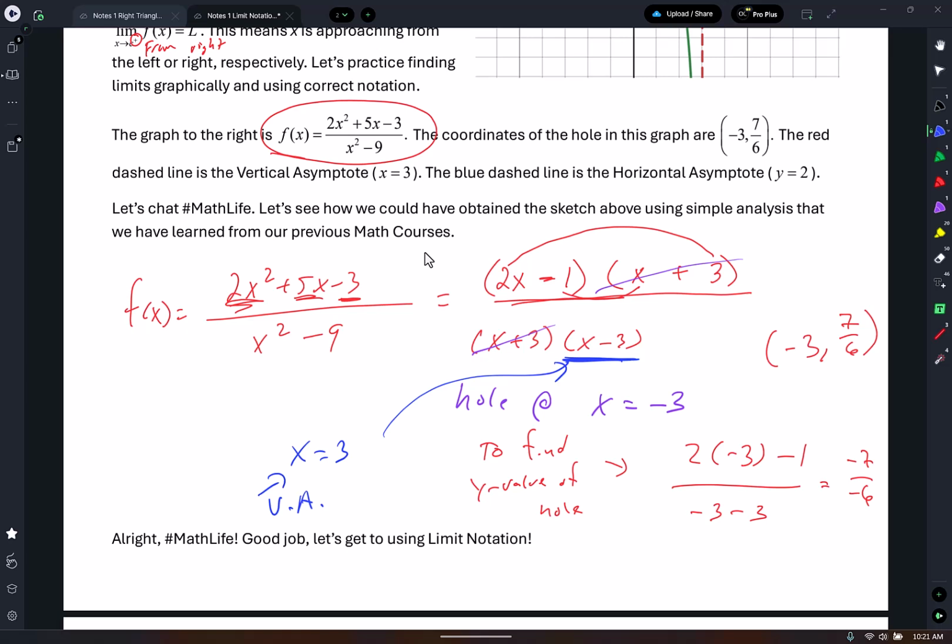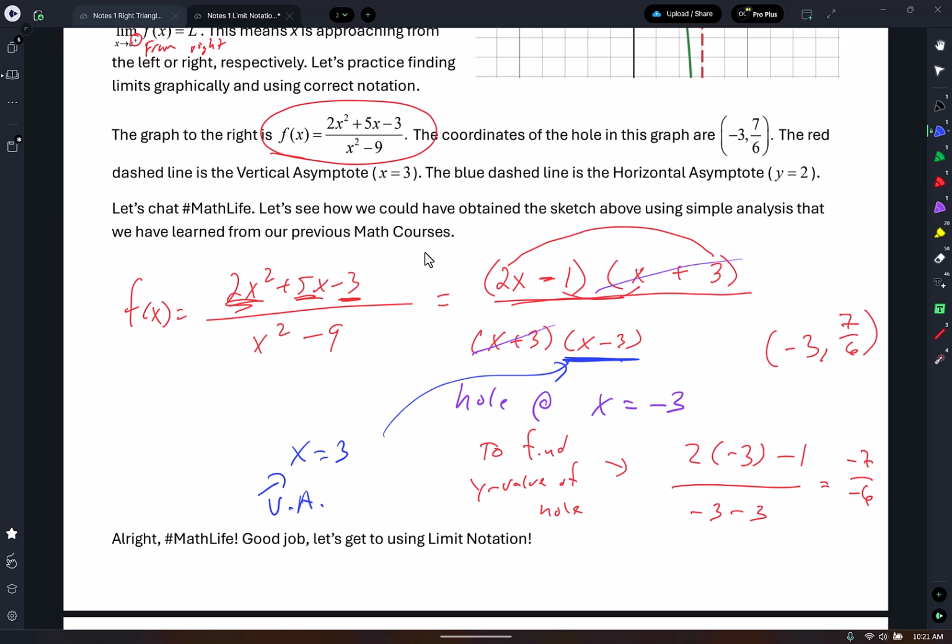If someone ever told you that you cannot cross horizontal asymptotes, that is a lie. You can, depending on the situation. There's something called steady state, and it doesn't matter. Vertical asymptotes you never cross. Horizontal asymptotes you can. Are we okay, guys?